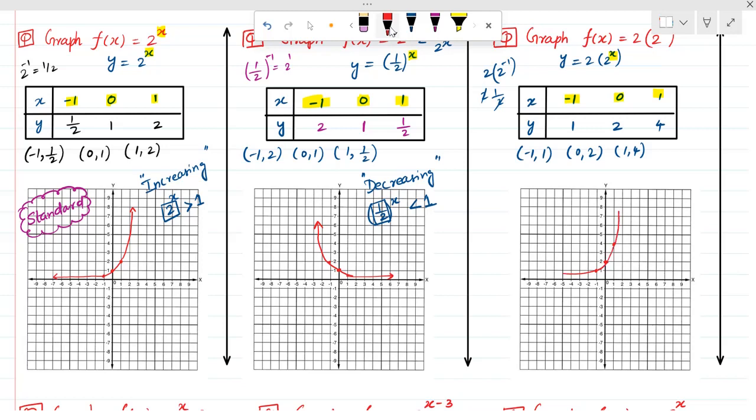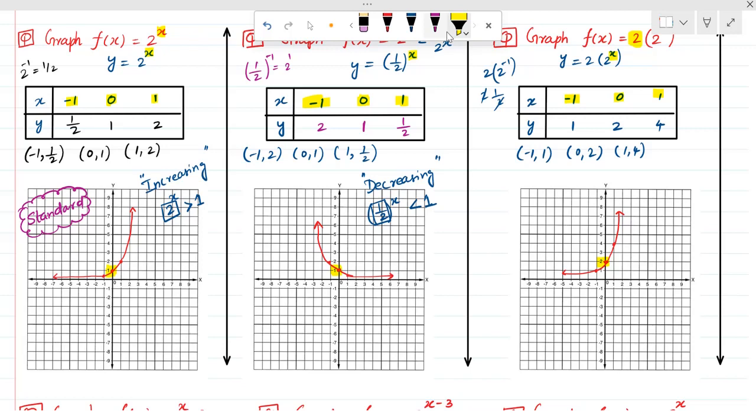And one more thing, the standard graph will be at the intercept 1. So at the intercept 1 is the standard graph. But here what happened? It is moving up. The graph is stretched upward. Why? Because of this unit 2. If it is 3, it is moving here. If it is 4, it will be moving here. So this graph is shifting upward.